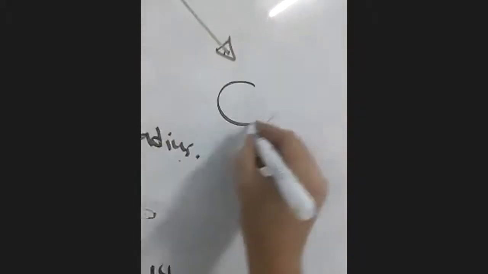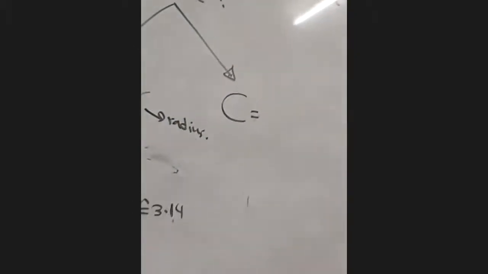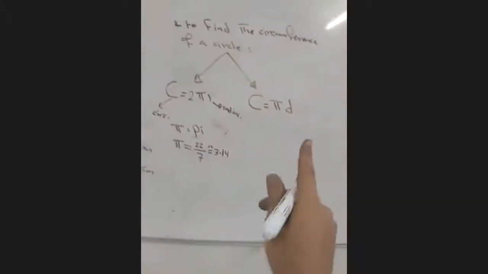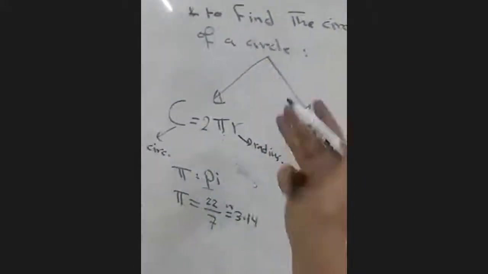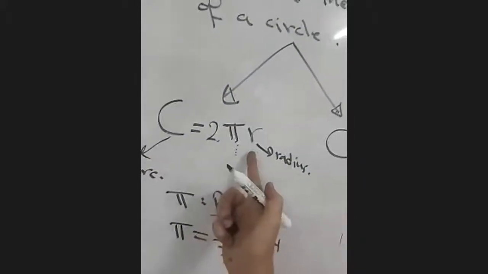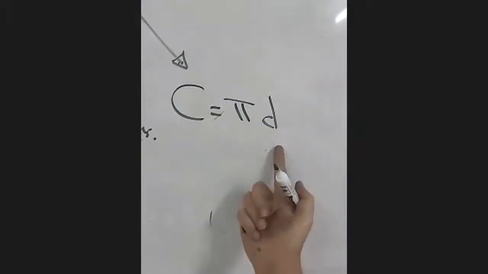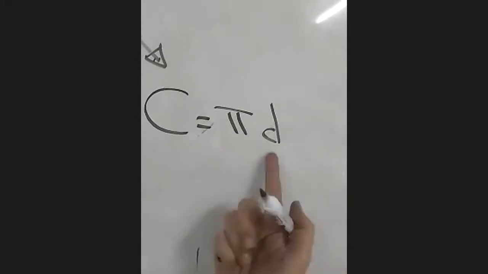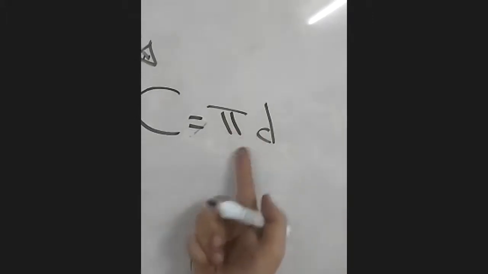C equals pi multiply D. So we have two formulas for the circumference: either this using the radius, or this using the diameter. Here we have 2 pi R. Here we have pi D, pi multiply D.